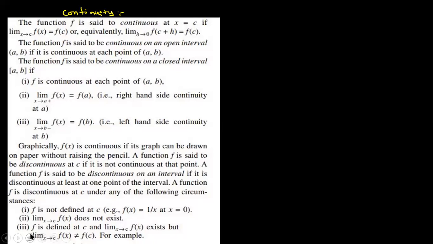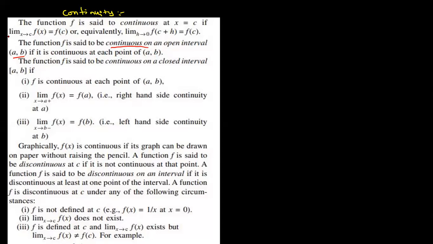Second, see the second definition, all of you. The function f is said to be continuous on an open interval (a, b) if it is continuous at each point of the open interval (a, b).